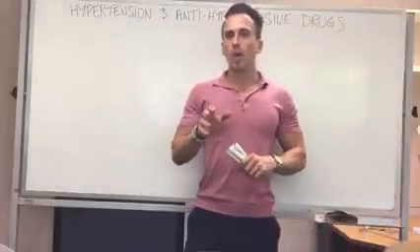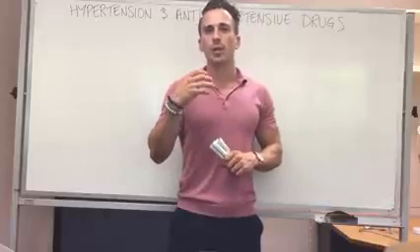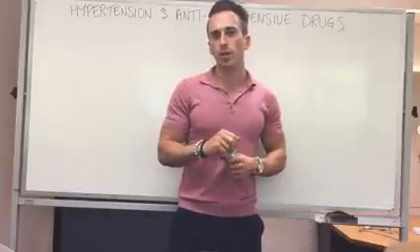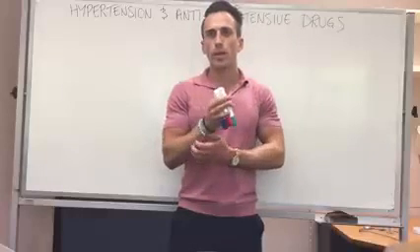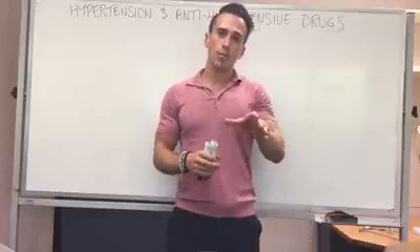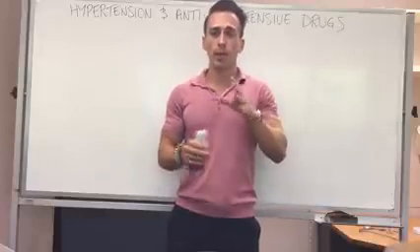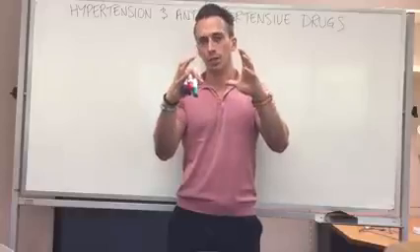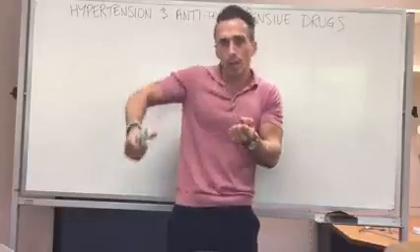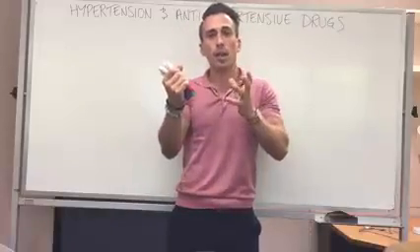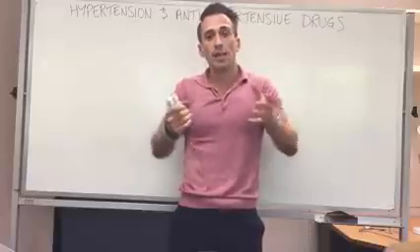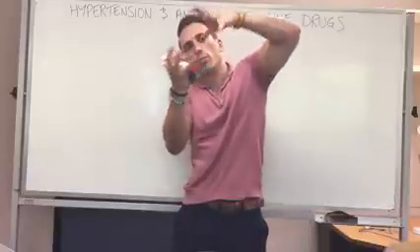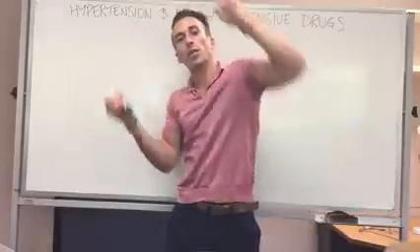Let's take a quick look at hypertension and go through some of the main antihypertensive drugs. Firstly, let's just recap on what blood pressure is. Blood pressure is the amount of force that the blood places upon the walls of your blood vessels. So when your heart contracts and pushes blood out, that blood has some sort of force behind it. And as it comes out, it's going to put some form of pressure on the walls of your arteries.